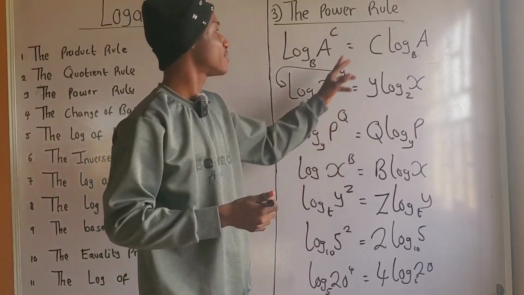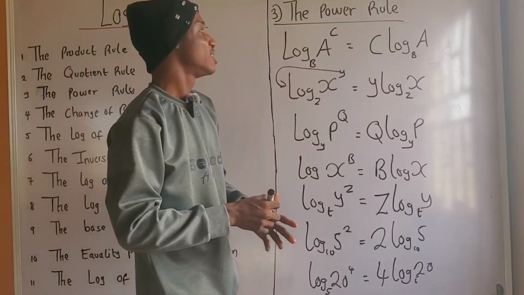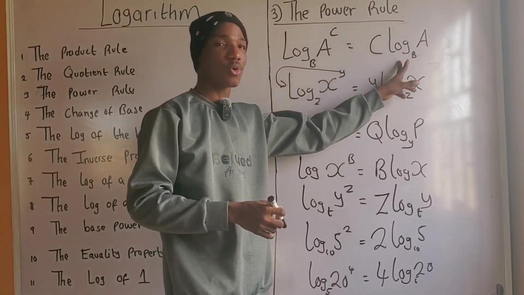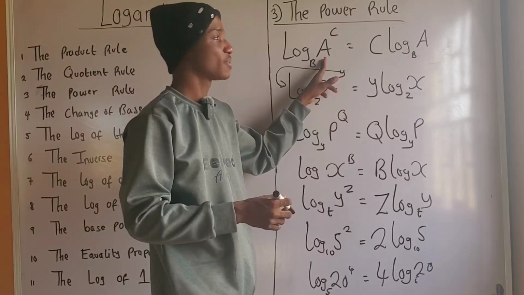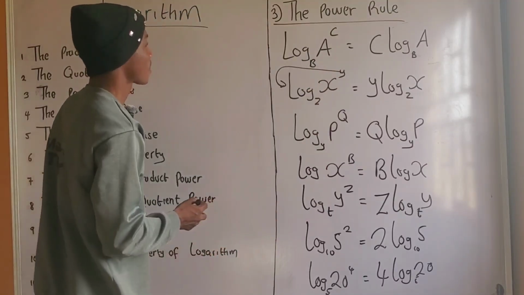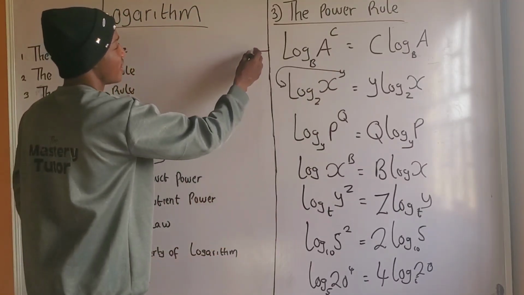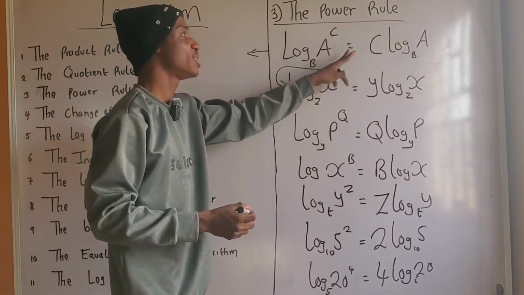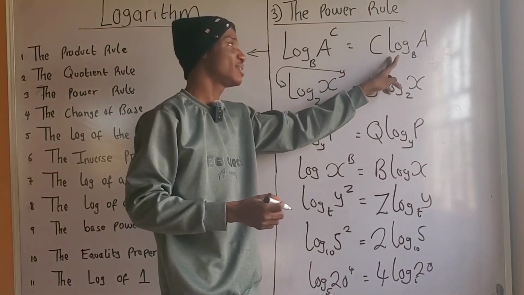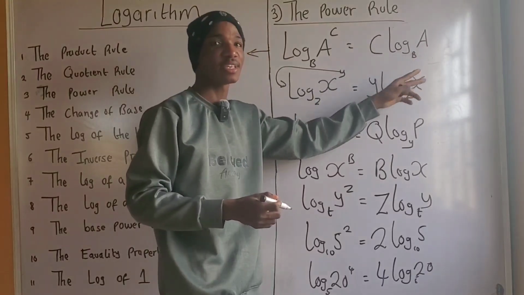And also, you can reverse this. If this log is equal to this log, that means this log is also equal to this. Do you understand? What I'm trying to say is this. Here we have log A to the power of C base B equals C multiplied by log A base B, right?